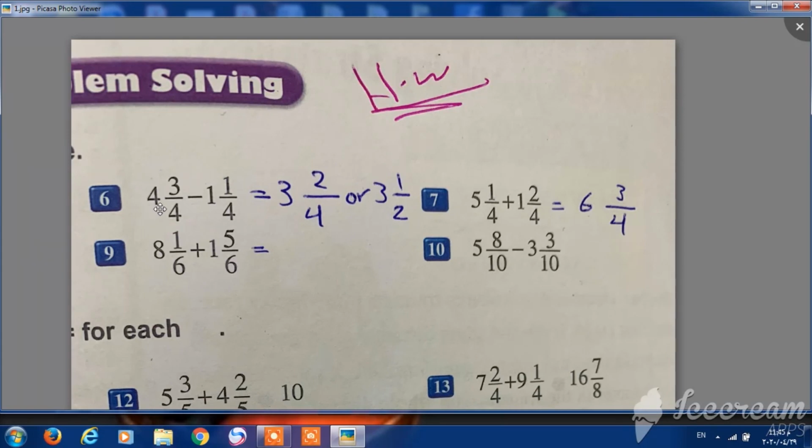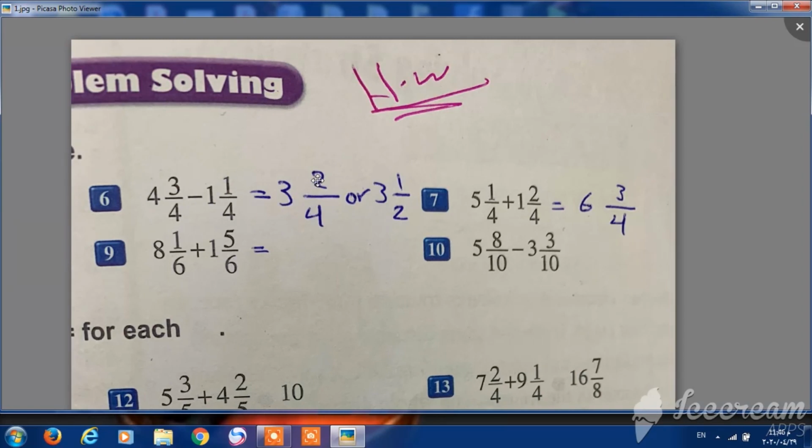We have 4 and 3 over 4 minus 1 and 1 over 4. When you need to subtract them, from the first step, we subtract the fractions. After that, we subtract the whole numbers. From there, 3 minus 1 equals 2, and we keep 4, we get 2 over 4. After that, 4 minus 1 equals 3, we get 3 and 2 over 4.